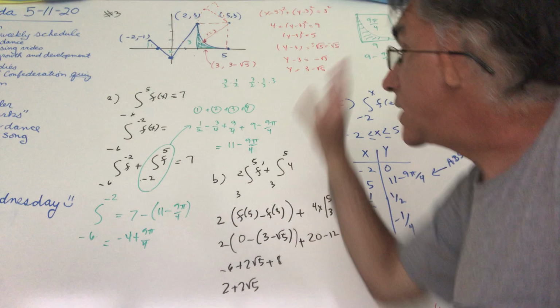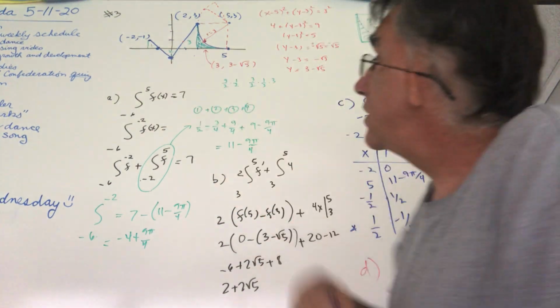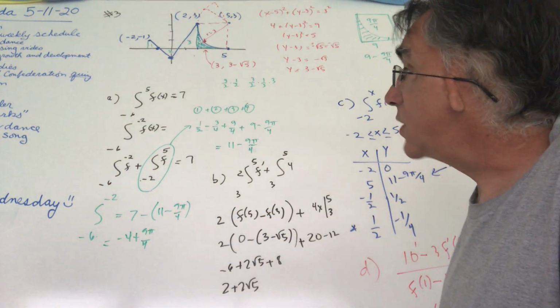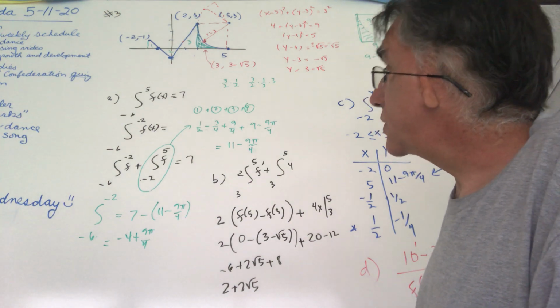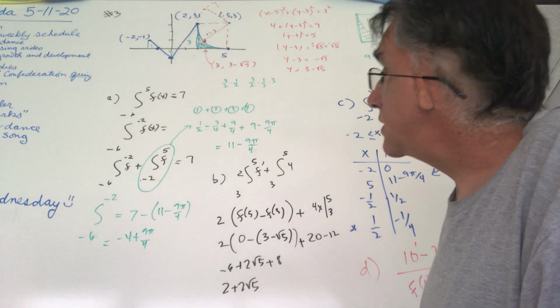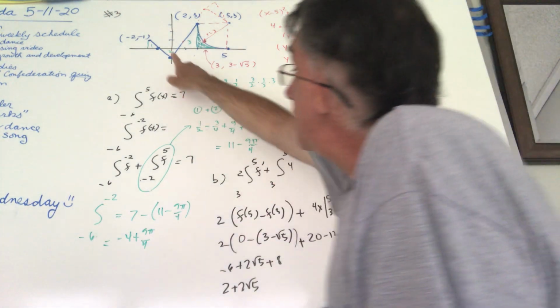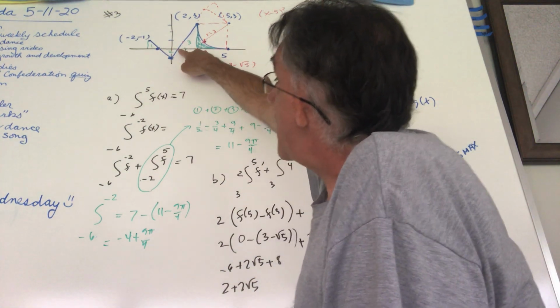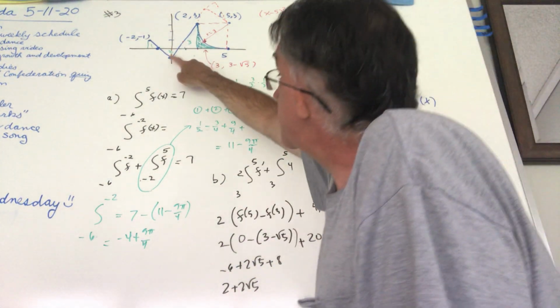Now the area of that first triangle is base times height times a half, which is 1 times 1 times a half, so you get a half. This one here is 3 halves, because the slope here is 2.